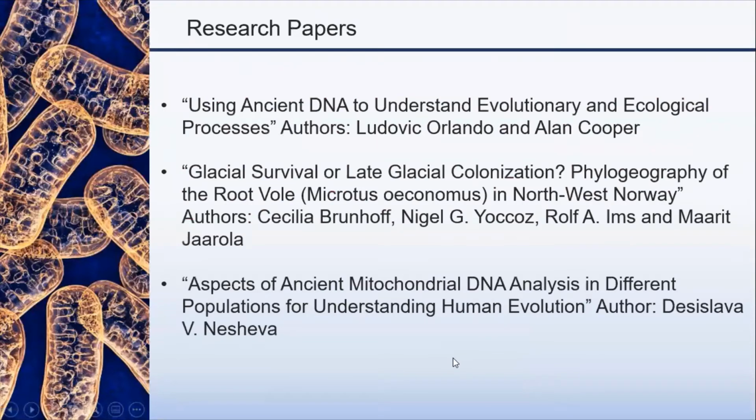So now that we've gotten some of the main concepts out of the way, I can dig into the articles that I found. The research paper by Ludovic and Cooper, Using Ancient DNA to Understand Evolutionary and Ecological Processes, is a paper that presents the use of ancient mitochondrial DNA in different studies, and it broadly explains the many uses for this type of proxy. And then the next two papers present specific studies undertaken by the authors themselves, and it reflects the uses discussed in the first article.